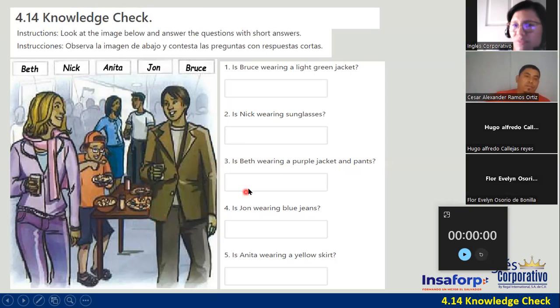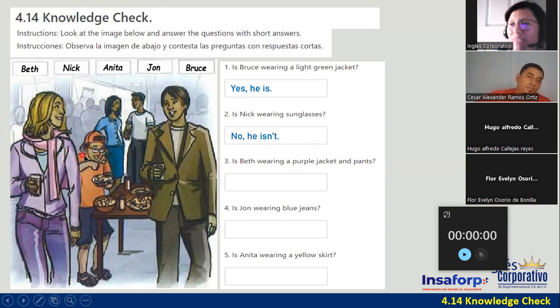Yes, he is. Muy bien. Right, look, he's wearing a light green jacket. What about Nick? Look at Nick. This is Nick. Is Nick wearing sunglasses? No, he is not. No, he isn't.